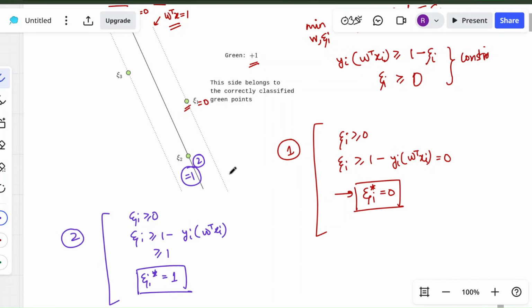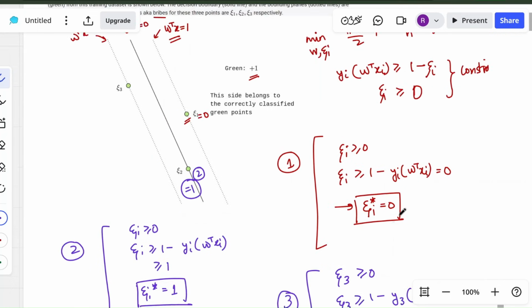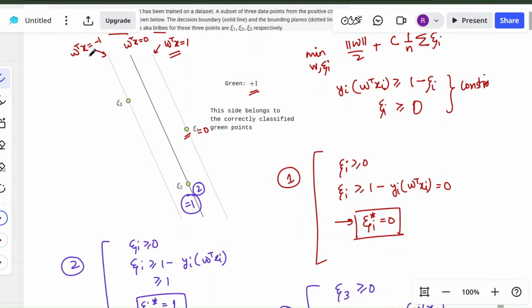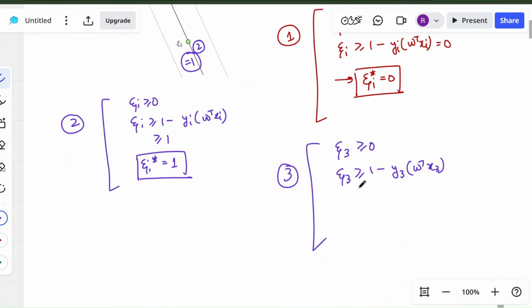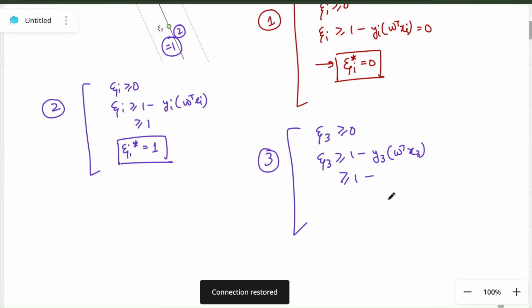And what about zeta 3? Now let us do it for the third data point. Zeta 3 is bigger than or equal to 0, and zeta 3 is bigger than or equal to 1 minus y3 times W transpose x3. Again, W transpose x3 is what? It's minus 1, right? So this is bigger than or equal to 1 minus negative 1, which is 1 plus 1, which is equal to 2.